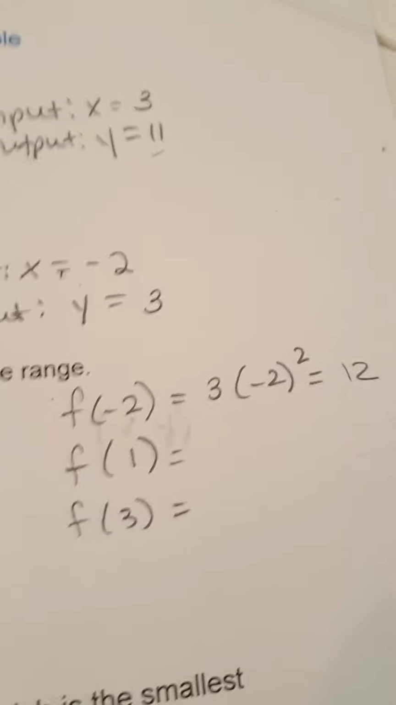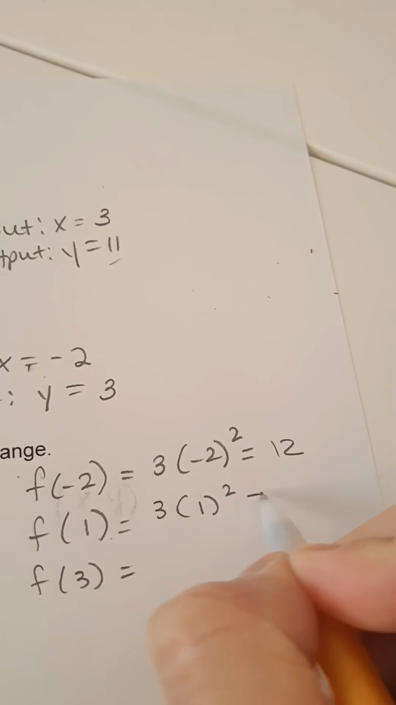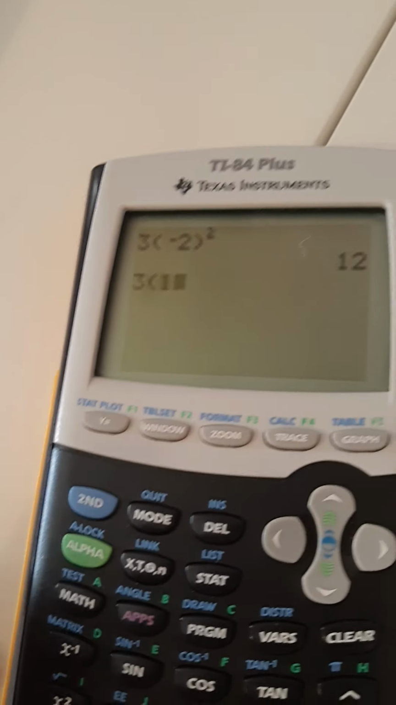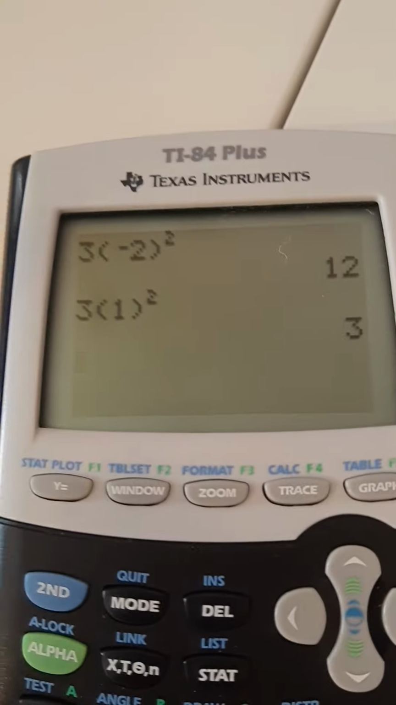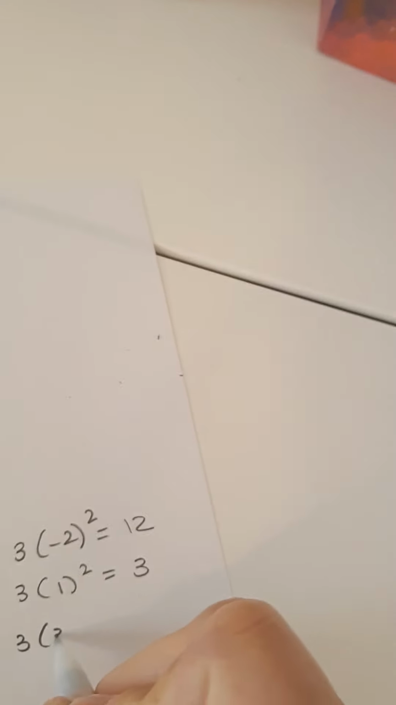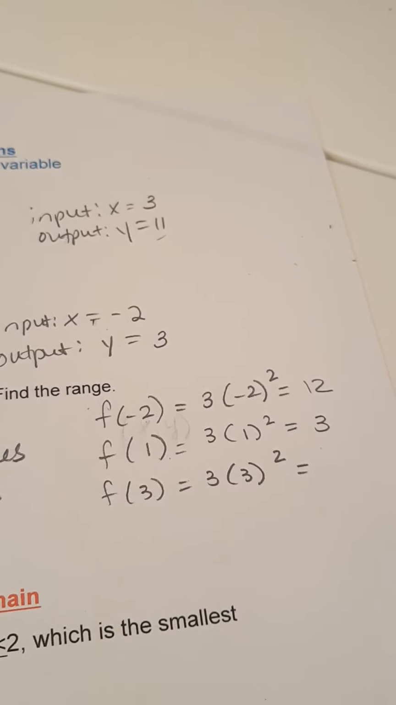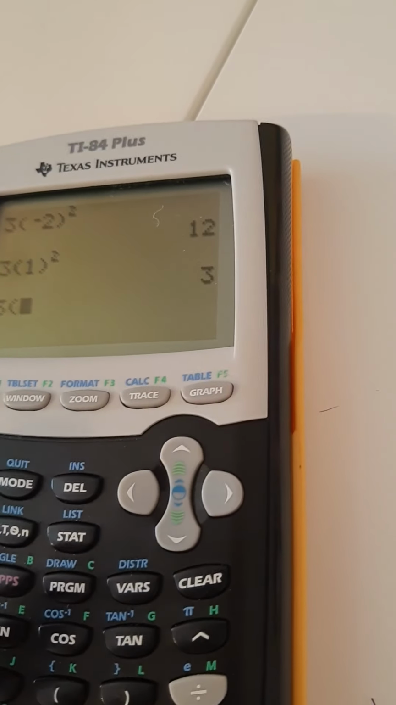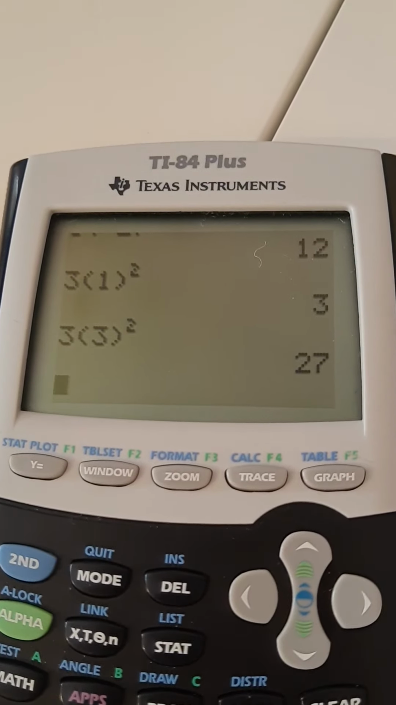Okay, so instead of f of 1, it's going to be 3 times 1 squared. Put that in your calculator. 3 times 1 squared. Again, any substitution you make, put parentheses around it. That gives you 3. And then 3 times 3 squared. When you put that in the calculator, you get 27.